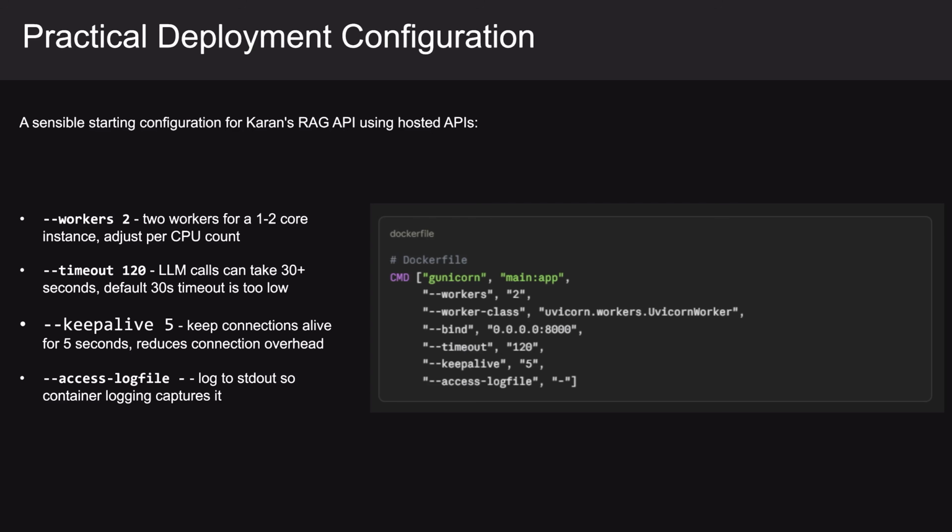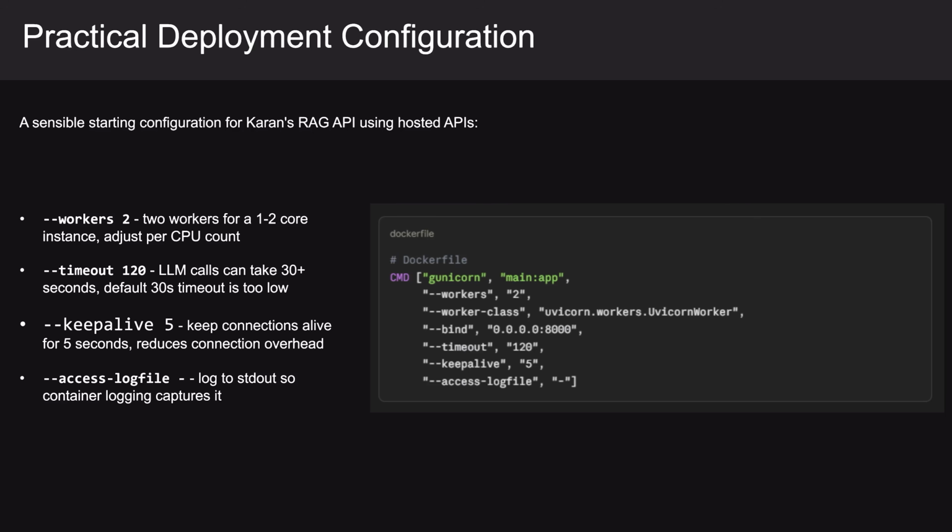Look at the Dockerfile CMD on the right. This is the starting config for Karan's API. 4 flags to understand from the bullets on the left. Workers 2 for a 1 to 2 core instance. Adjust as you add cores. Timeout 120 because LLM calls can easily take 30 or more seconds. The default 30-second timeout will kill perfectly valid streaming requests.